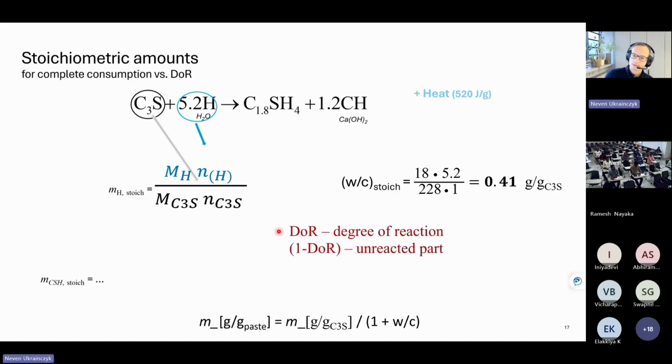But this is without the degree of reaction. If you have the degree of reaction, you just need to multiply with it. Of course, on the left-hand side, if only 50% of the C3S reacted, you just multiply your result here with 50%, and you will get how much unreacted C3S or unreacted water you have. On the right-hand side, of course, we need to use 1 minus the degree of reaction, because here we have our unreacted parts.